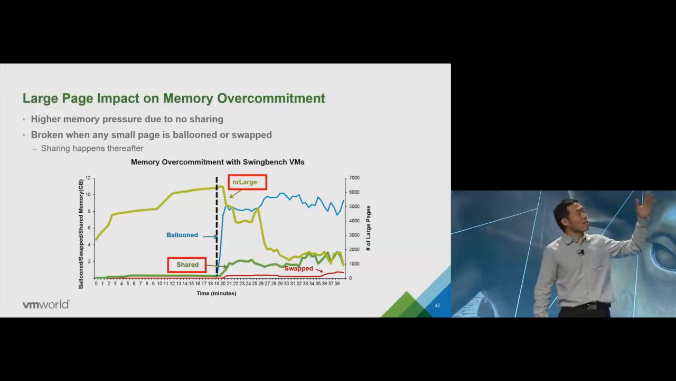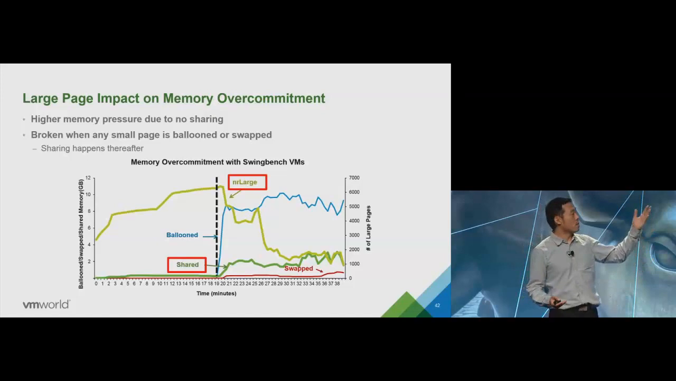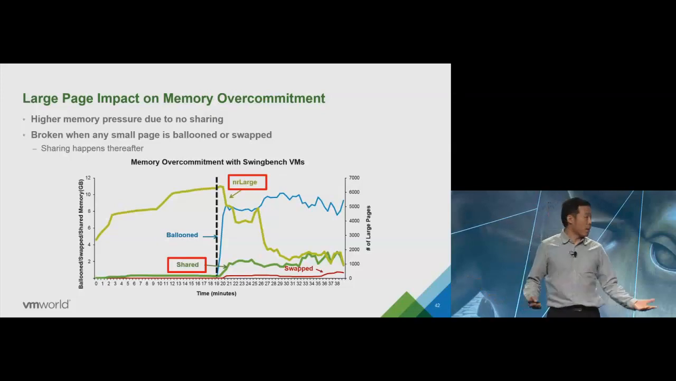So smart people can see there's a problem here, because when page sharing happens, ballooning and swapping have already happened. This may already hurt VM performance. Can we do a better job here?